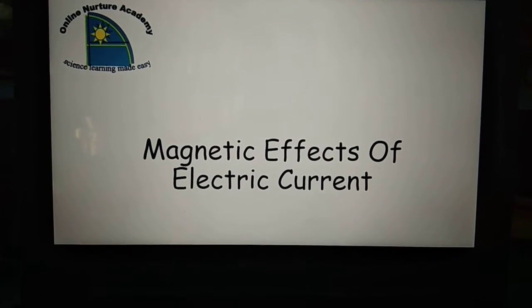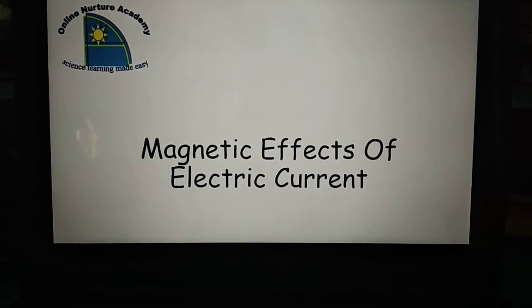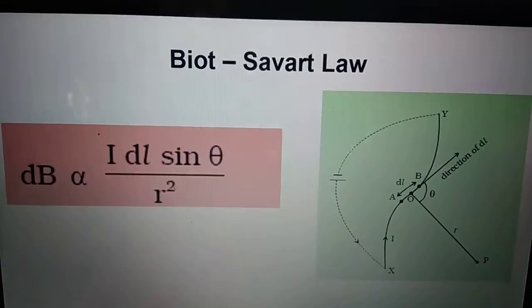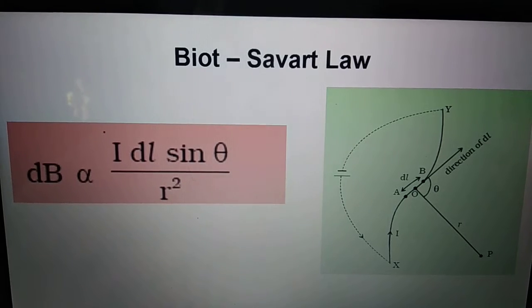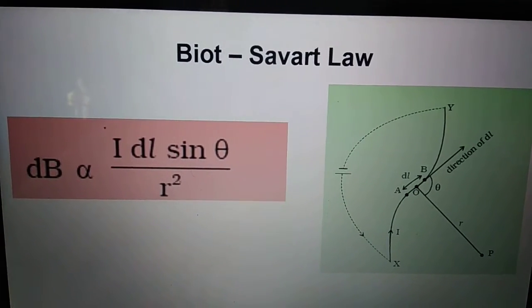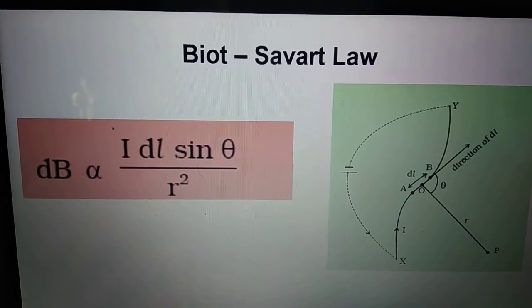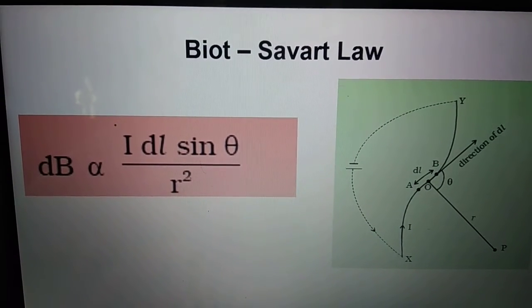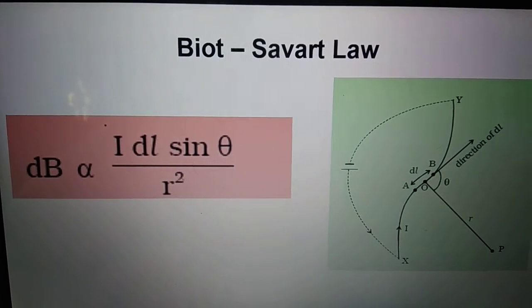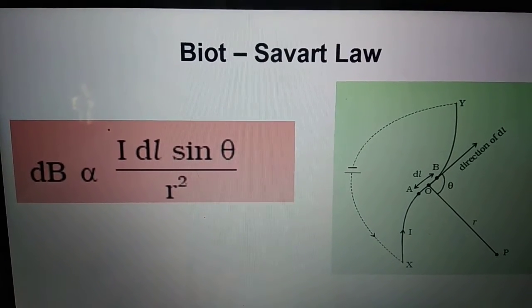Today we are going to learn about the magnetic effect of electric current. When we talk about this chapter, the first thing which comes to our mind is that whenever there is an electric current, it shows some effect on the needle. That means that whenever there is current, it makes some kind of magnetism around it.